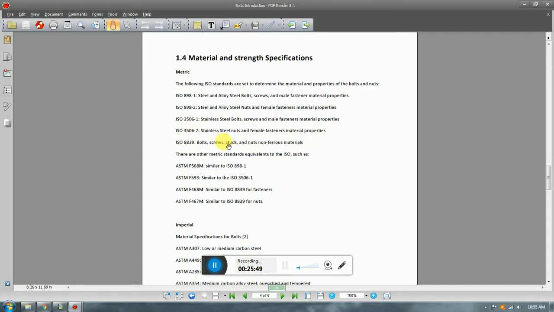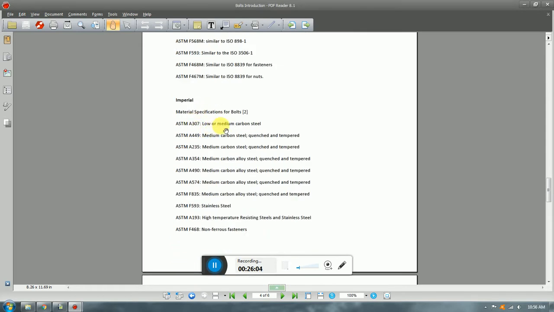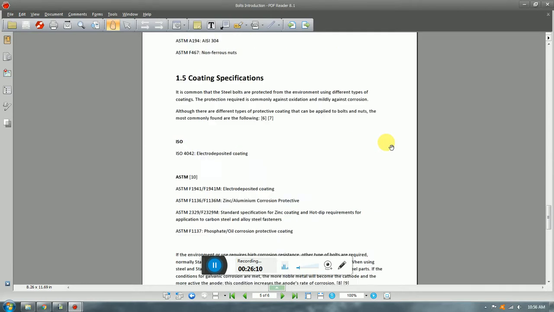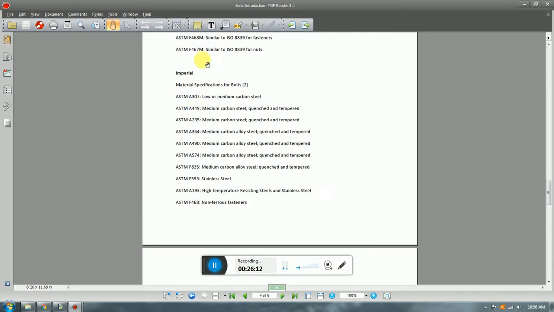And then you get the equivalent of the ISO for metric in the USA. You're going to get these types of ASTMs for stainless, and for both nuts and fasteners for the non-ferrous ones. And then for the imperial, I put a link here, by the way. You can go to Fastenal. They have a good document that explains all this.